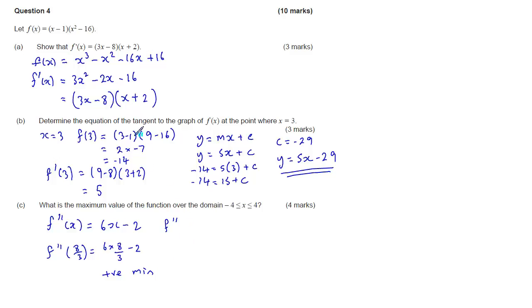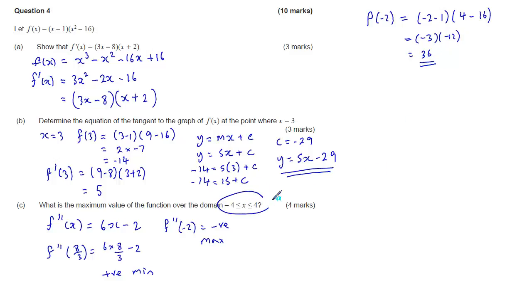F double dashed, the other one would be negative 2. So that's going to be negative, so that's a maximum. So what I need to calculate is f of negative 2. So that's going to give me (negative 2 take 1)(4 take away 16). So that's going to be negative 3 times negative 12, giving me 36.